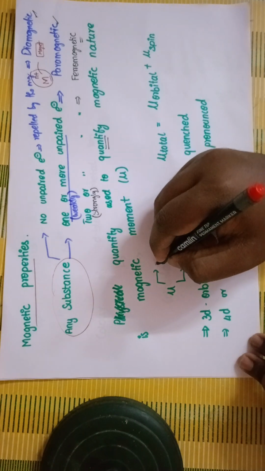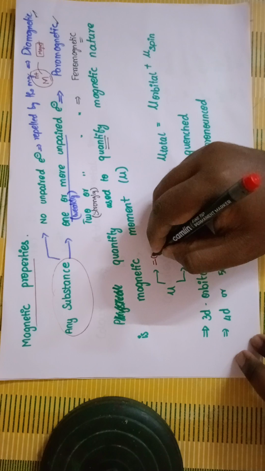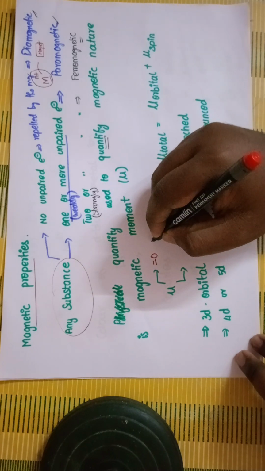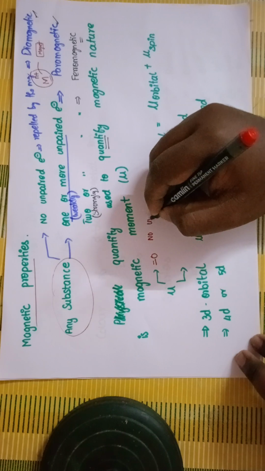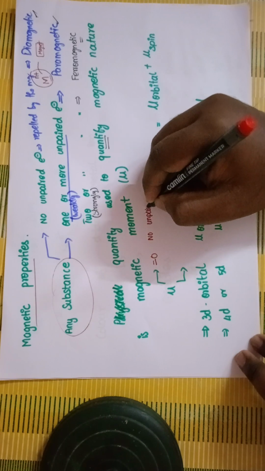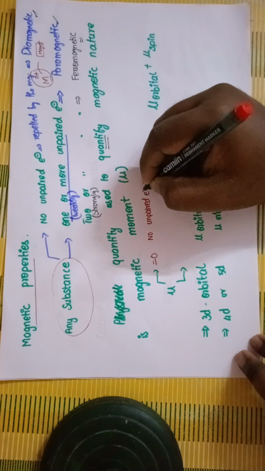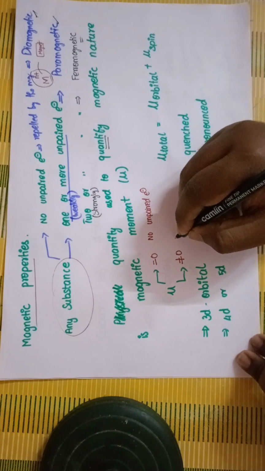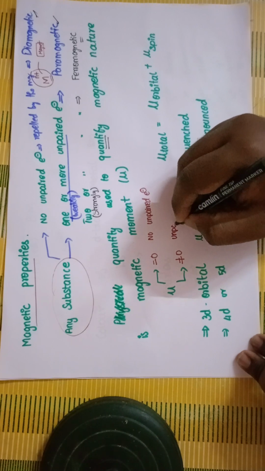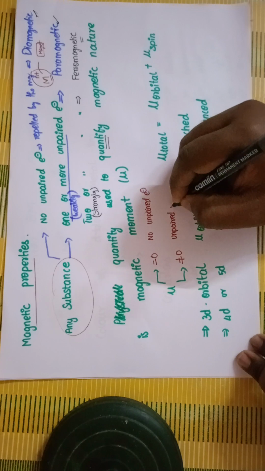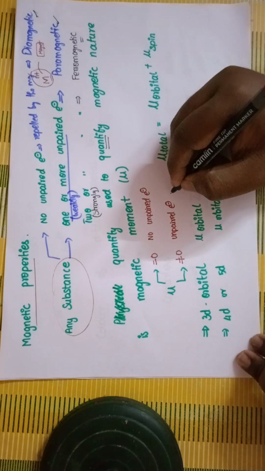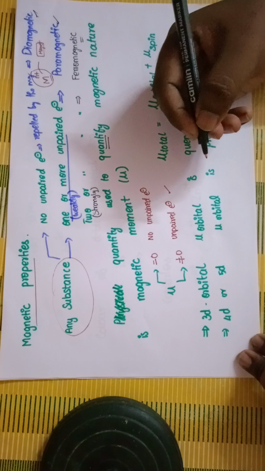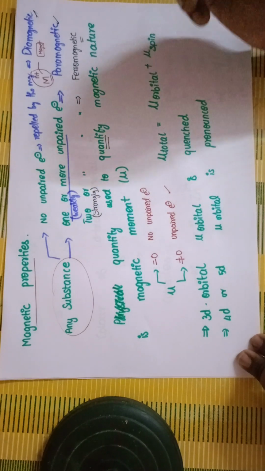So if mu is 0, it indicates there is no magnetic moment. No magnetic moment means there are no unpaired electrons. No unpaired electron is diamagnetic. If magnetic moment is not equal to 0, an unpaired electron is there. It is paramagnetic. Here there is no unpaired electron.